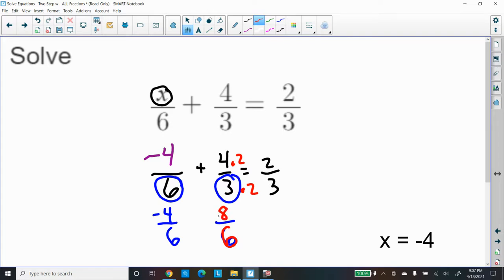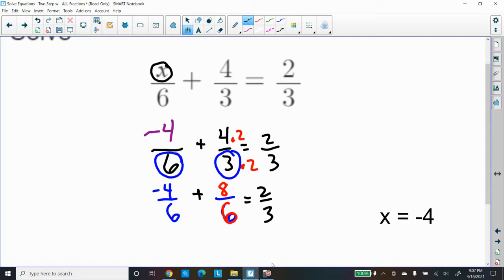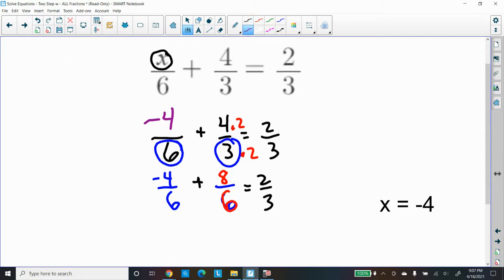numerator of 8. And let me put back the plus sign here, and this is supposed to equal 2/3. So I now have my denominators the same, they're both 6, and I have numerators of -4 and 8, which I'm supposed to add, but I can't simply add them because they have different signs.